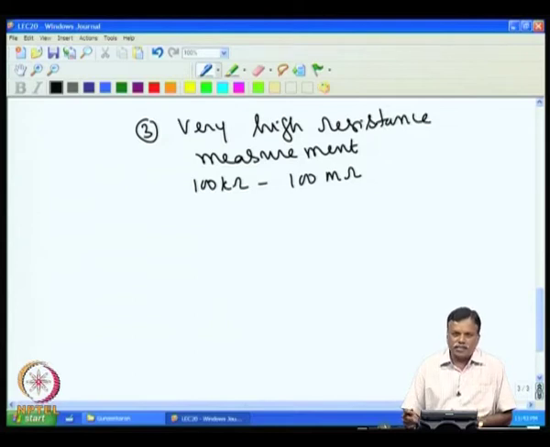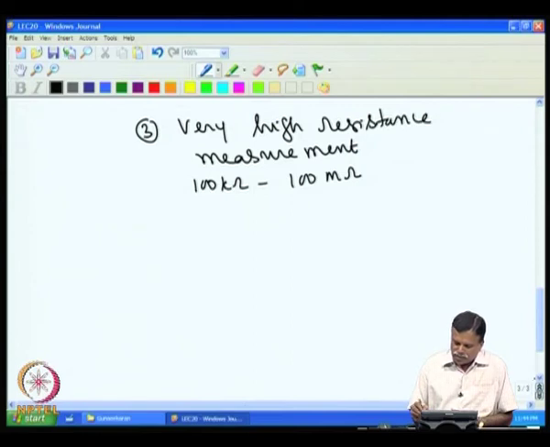So, we have seen three types of measurement: very low resistance, medium range resistance, and high range resistance measurement. Each one needs a different technique, because what is applicable in high resistance measurement may not be good for medium range, and what is applicable for medium range resistance measurement may not be good for low range resistance measurement. So, we have to understand where the errors are coming from and what type of circuit is to be used for each case. That is what we will see now.